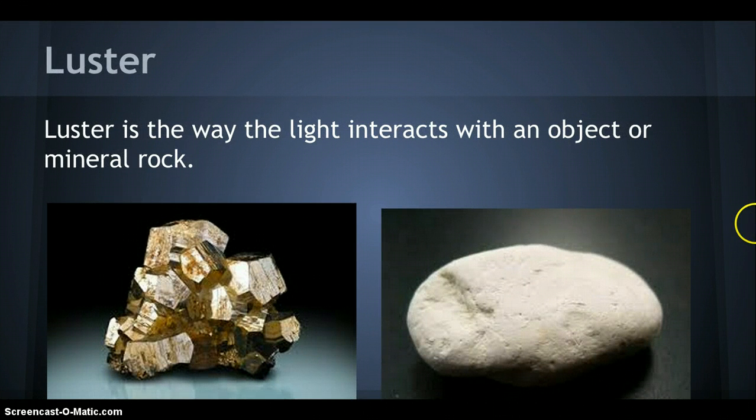Luster. Luster is the way light interacts with an object or mineral rock. On the left, you'll see there is a very shiny mineral. It looks like pyrite or possibly gold, and it has a very shiny luster once exposed to light. And on the right, there is a very dull rock that doesn't have much luster at all compared to the one on the left.